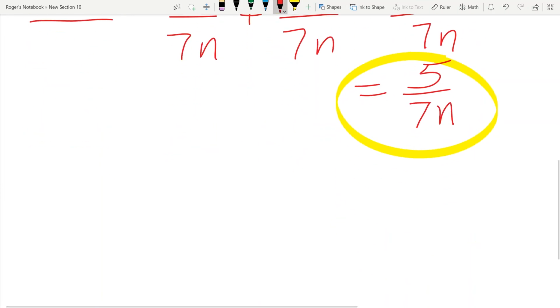Very, very simple little problem. Now let's try one that's just a little more tricky. How about this? 14r over 9 minus r. Example number 2.